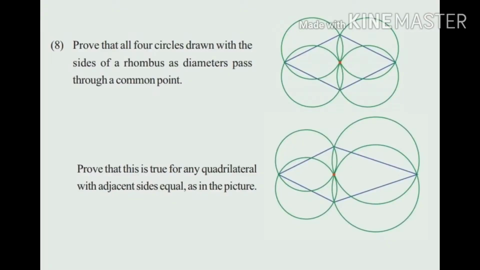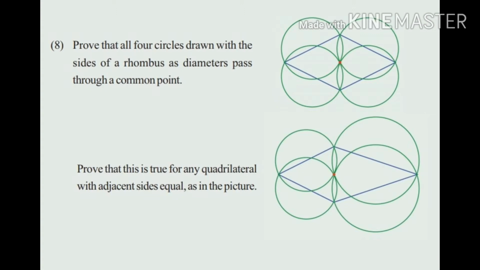Next is question number 8. Prove that all four circles drawn with the sides of a rhombus as diameters pass through a common point. One figure is given. Okay, here two methods are there. The first one is the direct proof. Direct proof means you have to write all the steps. Otherwise, you can use another method, that is by drawing the figure with the exact measurement, that is also possible. I think the second method is easy for you, so I will explain the second method here.